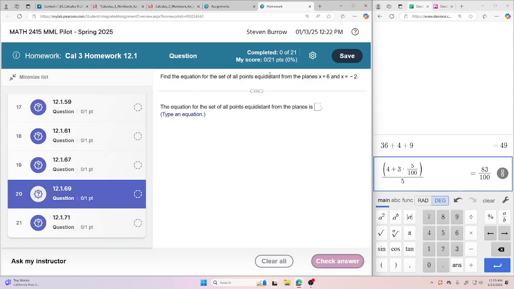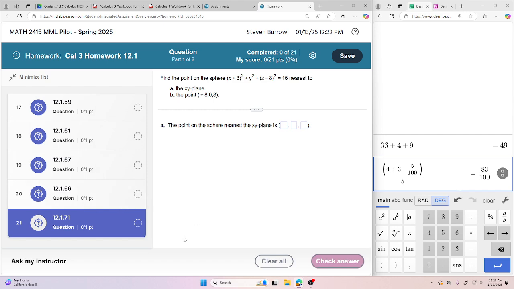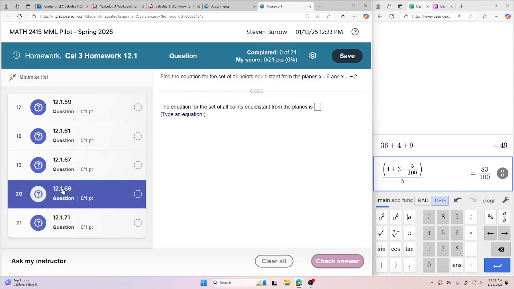The set of equations that are equidistant between these two, that's one for y'all to think about. It's actually very simple. And I'm going to show you something here in just a second. Last one. And then it says, find the point nearest to the plane. And again, I think that's more of a thinking one. Okay, try it out.